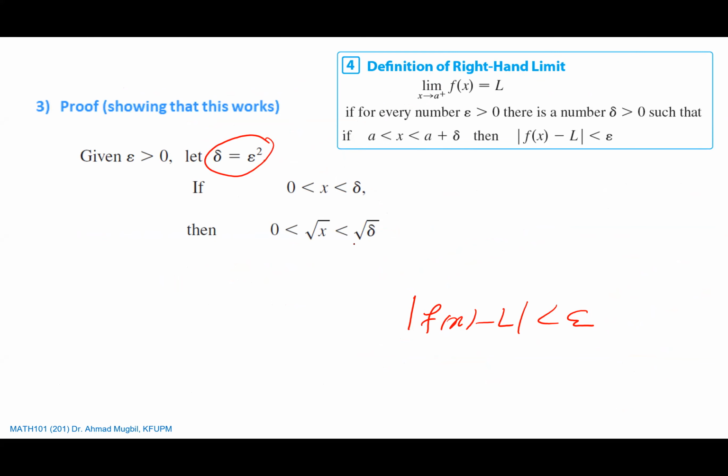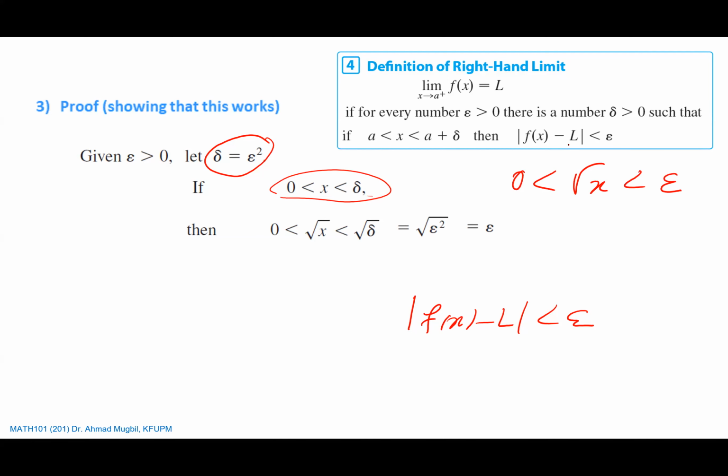This is f of x minus L. Now what I will do, I will square both sides, take the square root of both sides. Because all of them are positive, I can take the square root. I will do the opposite. Now, the square root of delta is the square root of epsilon squared, which is epsilon, because epsilon is positive. Now, what do we have? We have 0 less than square root of x less than epsilon.